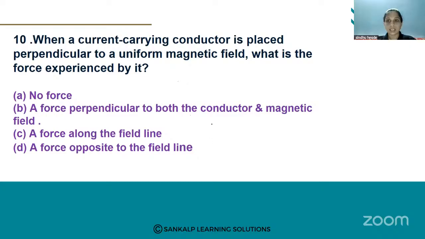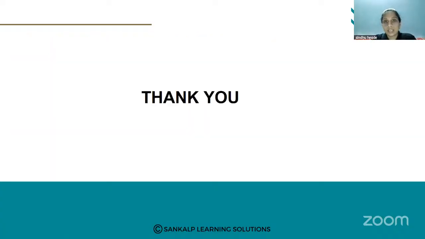Which option is correct? We know that according to the left hand rule, force, magnetic field and current all are perpendicular to each other, right? So the force is perpendicular to both the conductor carrying current and the magnetic field. So B option is correct. This is all about the multiple choice questions. So today we completed this topic with some multiple choice questions also.